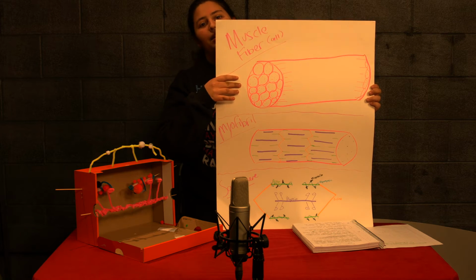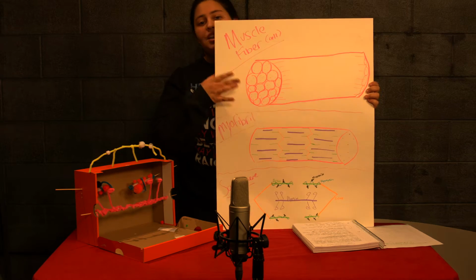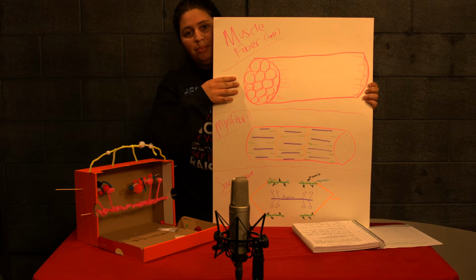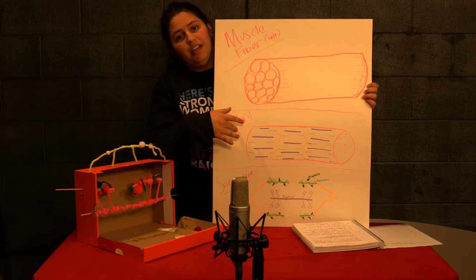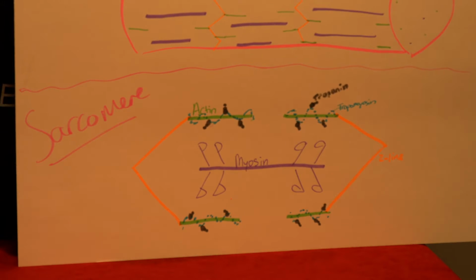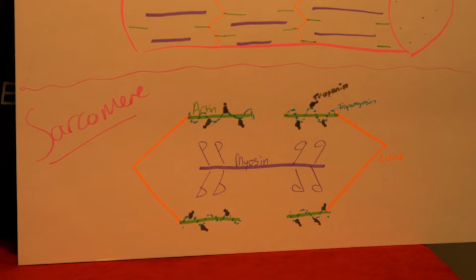This is a muscle fiber, also known as a muscle cell. Each one of our muscle cells is made up of several strands, known as myofibrils, and then each myofibril is made up of several units of sarcomeres. Now, each sarcomere has two very important protein filaments called myosin and actin.